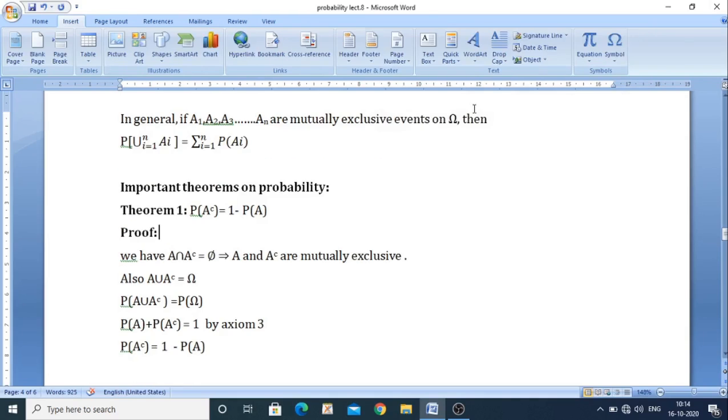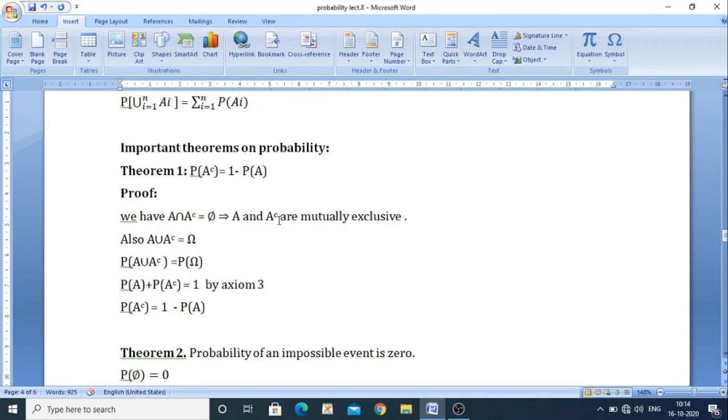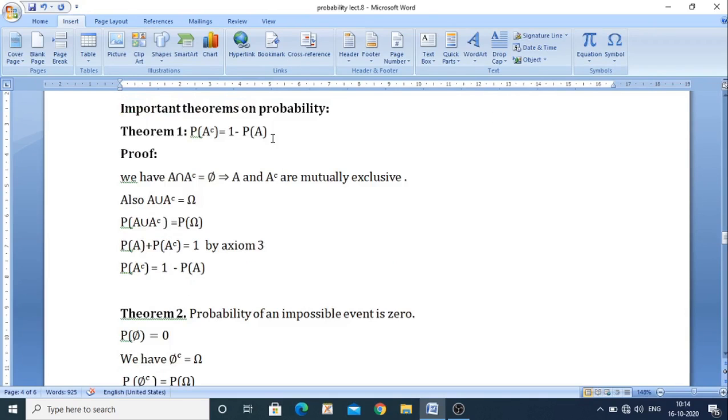Now let us see some theorems related to this probability. The first theorem is: probability of A complement is equal to 1 minus P of A. Now let us see the proof. We know that A intersection A complement is phi always. That means A and A complement are mutually exclusive, and we also know that A and A complement are exhaustive. That means A union A complement is equal to omega. Now let us take the probability of both the sides. So P of A union A complement is equal to P of omega.